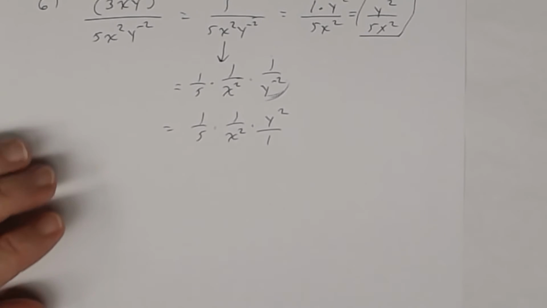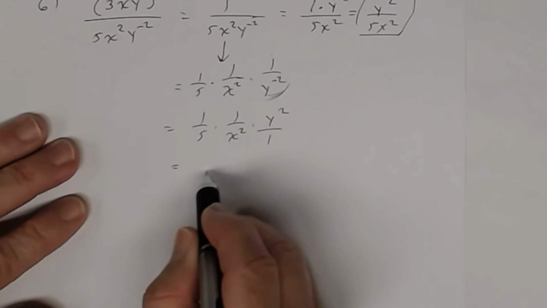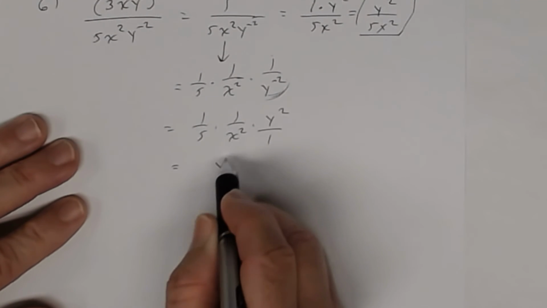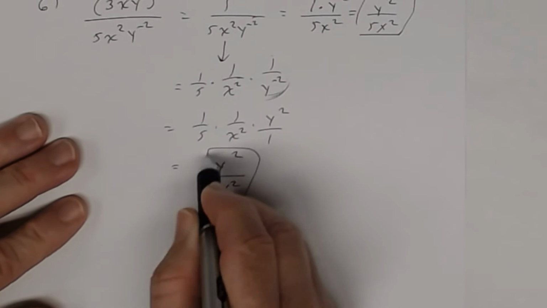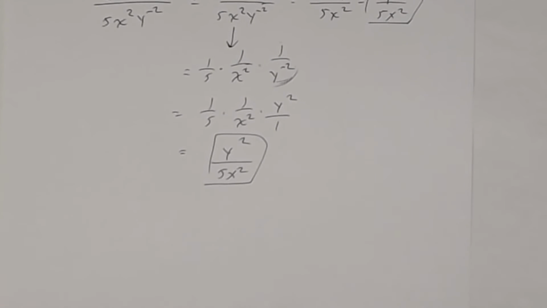Okay. And so now I'm going to rewrite this as one fraction. 1 times y squared is y squared. And then 5 times x squared times 1 is 5x squared. And so that's the answer to number 6.